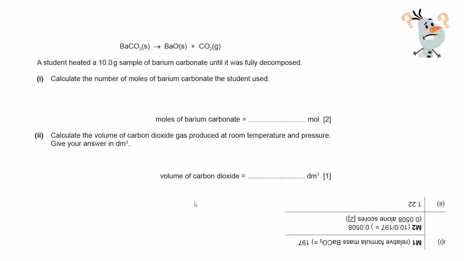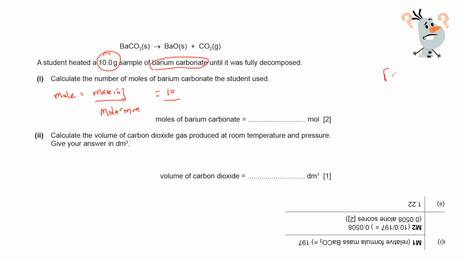We have a 10 gram sample of barium carbonate. So we have the mass of barium carbonate. We need moles. So what is the formula which relates moles with mass? Moles equal mass in gram divided by molar mass. Mass in gram is 10. But what about the molar mass? Molar mass means the molecular mass or atomic mass. So we have to find the molar mass of barium carbonate.